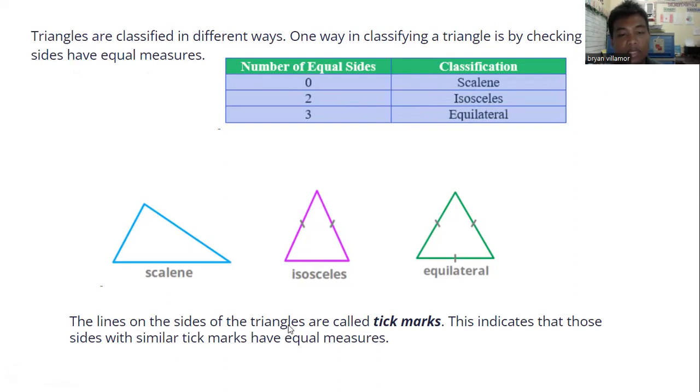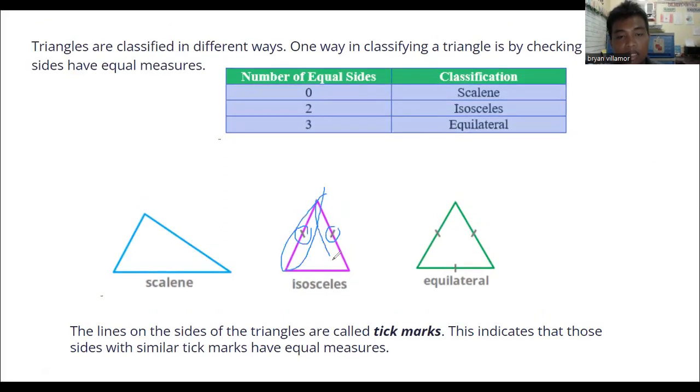The lines on the sides of the triangles are called tick marks. This indicates that those sides with similar tick marks have equal measures. So where are the tick marks? Okay, these are the tick marks. It means these sides have the same measures. If all three sides have tick marks, it means all three are equal.